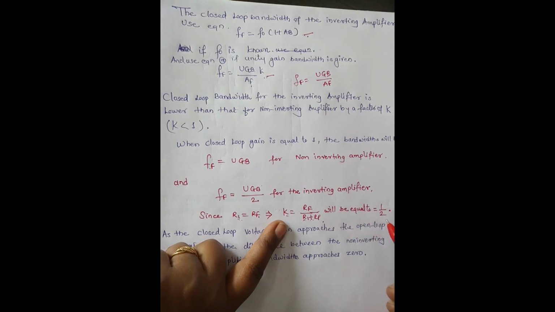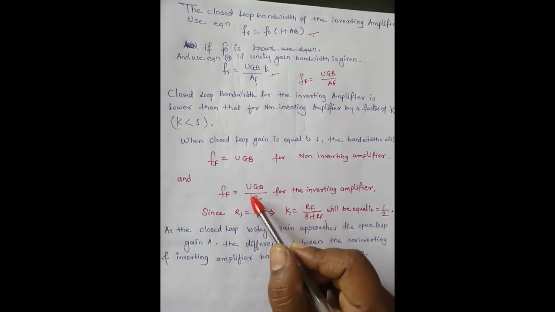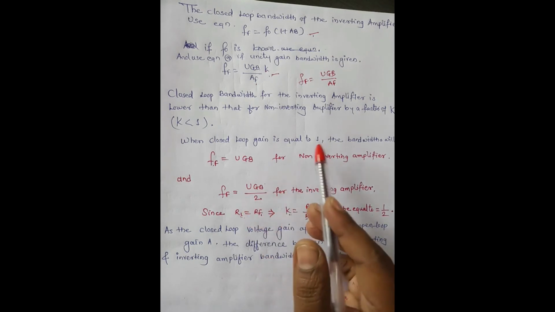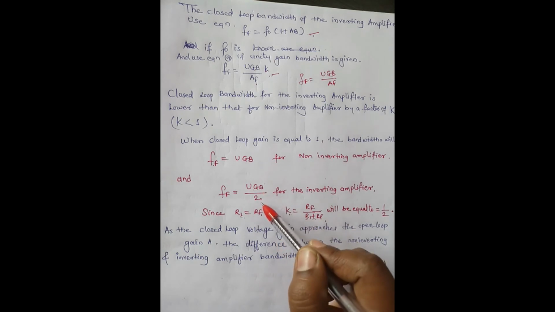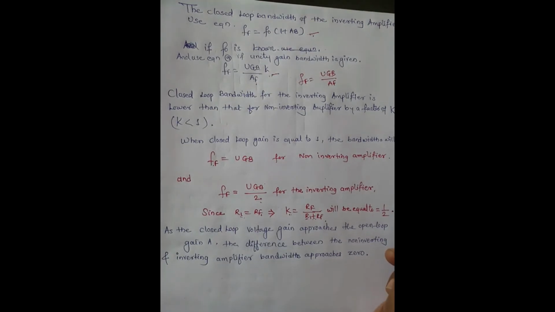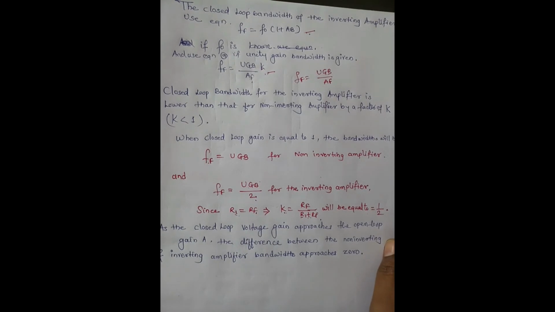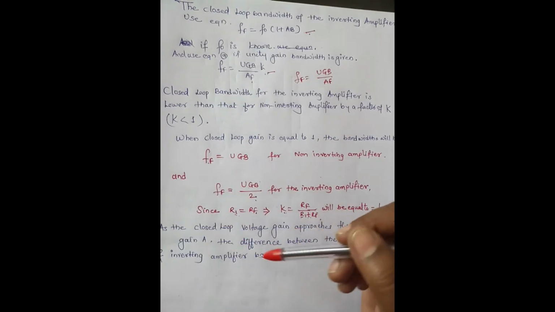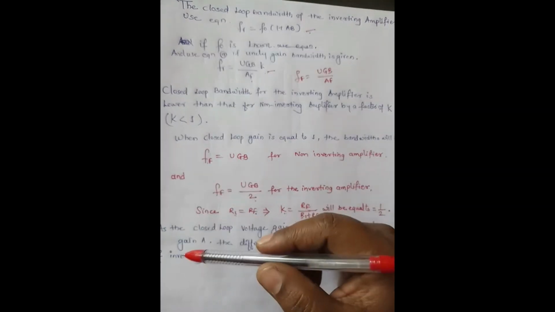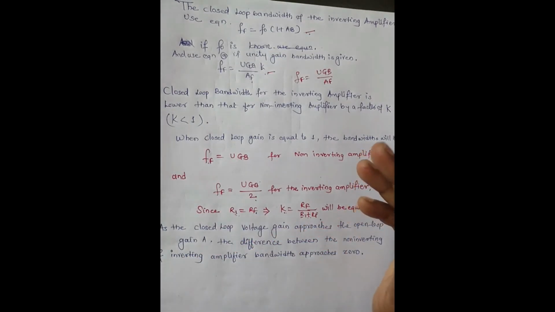So that will be equal to 1 by 2. So the bandwidth with feedback for the non-inverting amplifier, when we set the gain equal to 1, is UGB divided by 2. That is half of the bandwidth of the non-inverting amplifier. Now if our closed loop voltage gain approaches the open loop gain A, meaning AF will be equal to A, then what is the difference between the non-inverting and inverting amplifier bandwidths, and how will it be affected?